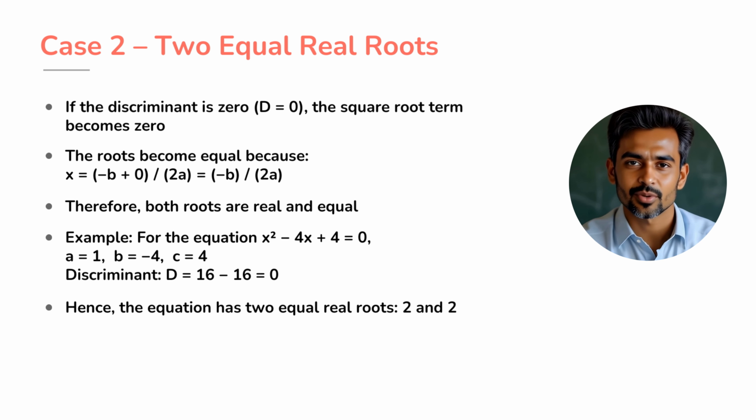Try this example: x squared minus 4x plus 4 equals 0. Here a equals 1, b equals minus 4, c equals 4. So, D equals 16 minus 16 equals 0. Thus, both roots are equal and real, and they are both 2.